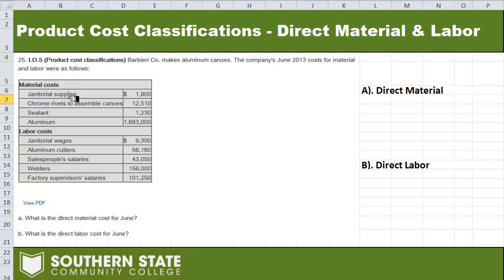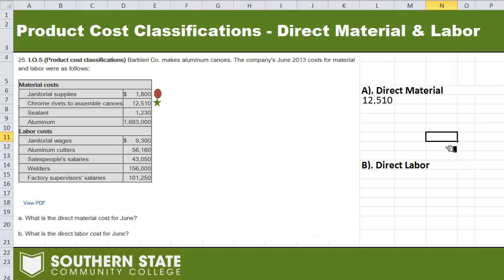So janitorial supplies under material cost are $1,800. And that's not an item that we can really trace directly to the product from a material standpoint. So I'm going to put a big old X next to that one. We're not going to include that in direct material. Chrome rivets to assemble the canoes. Now that's a different story. That's a pretty costly item that we probably can trace to the canoe. So I'm going to go ahead and put a star. We're going to include that in our direct materials.